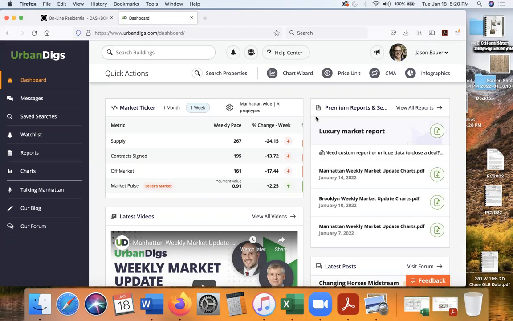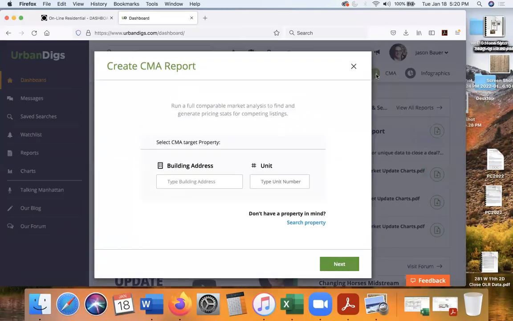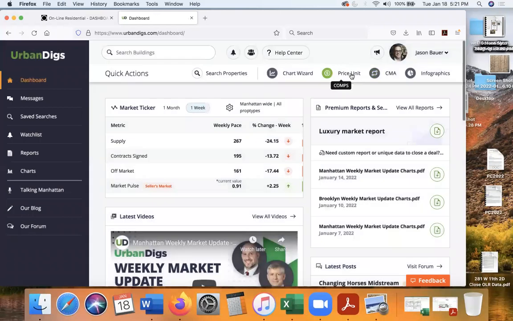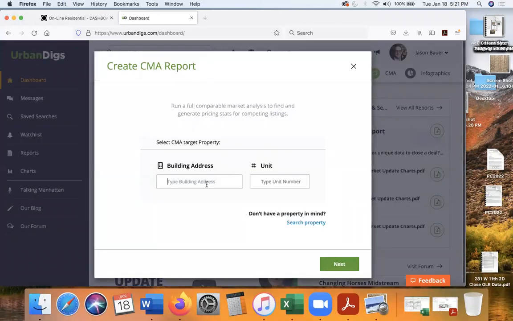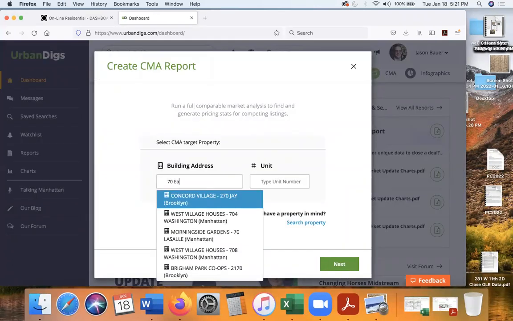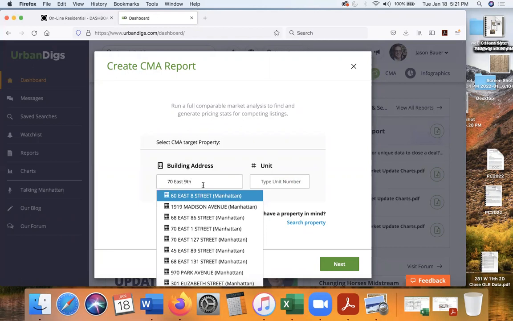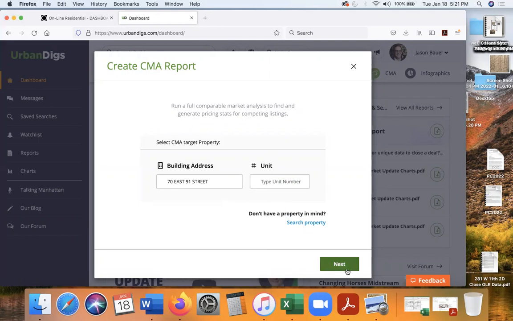This is all the data that's flowing in, right? Sold prices, in contract prices, right? Whatever it is, it's giving you information of what's going on. Again, there's also CMAs that you can run. You can look at what's going on in a given neighborhood. Again, let's say one of your clients is looking at a property at, let's say 70 East 91st Street.